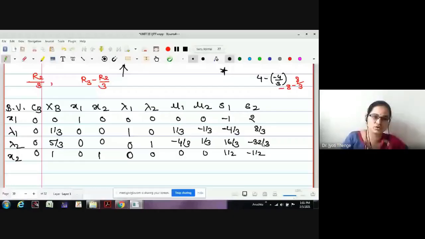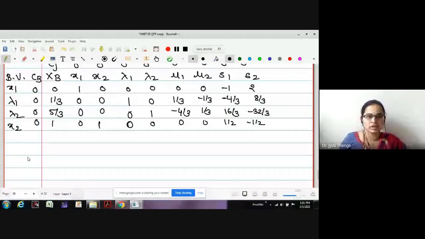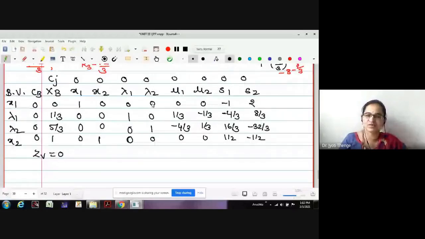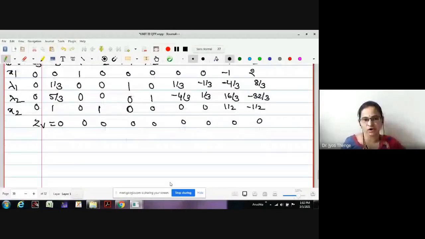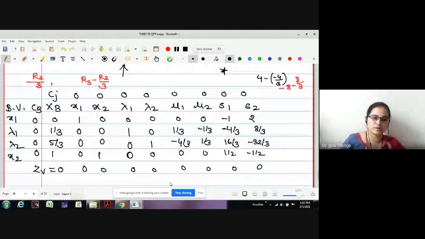Now to check. Net evaluation should go zero, not negative. Z is zero. Net evaluations are, may I say zero? Because the CV vector itself is zero. Whatever the entries are, net evaluations are going to be zero. But here what we have obtained? All net evaluations are non-negative, rather zero. Therefore, you have to stop the process.